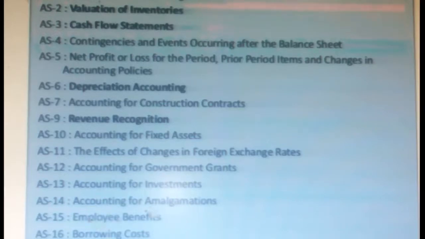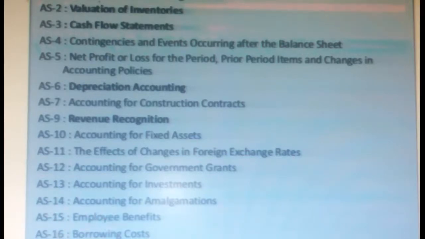Then accounting for amalgamation, AS14. So what is the meaning of amalgamation? One company will be taken over by another company. That is called absorption. Here, in amalgamation, two existing companies close and form one new company. Okay, that is called amalgamation. That amalgamation procedure, everything we will discuss, and in higher classes you will study AS14. That is called accounting for amalgamation.